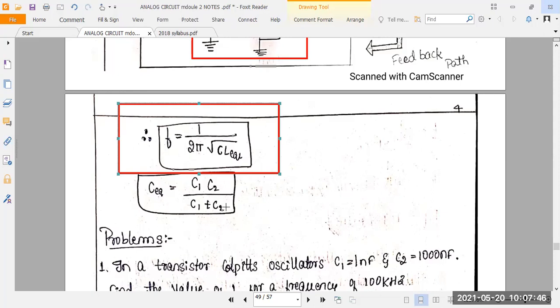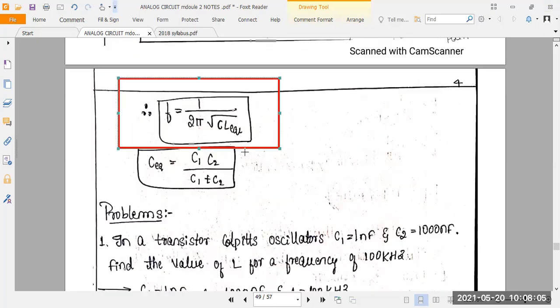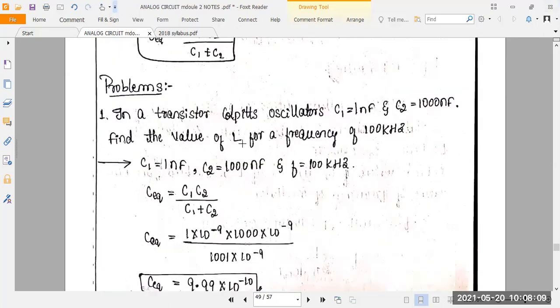You make this mistake in the exam, writing C equivalent as C1 plus C2 and getting it wrong. But here C equivalent means you have to take C1 into C2 divided by C1 plus C2. Remember this one: the square root of L into C equivalent. The equation given here is wrong, so change it. F is equal to 1 divided by 2 pi square root of L C equivalent.